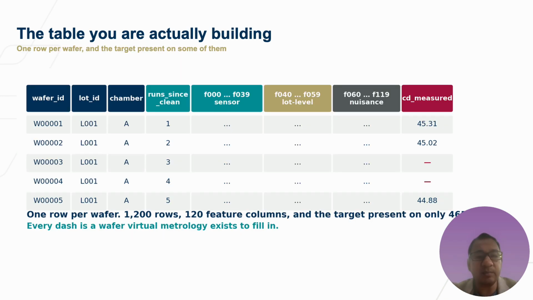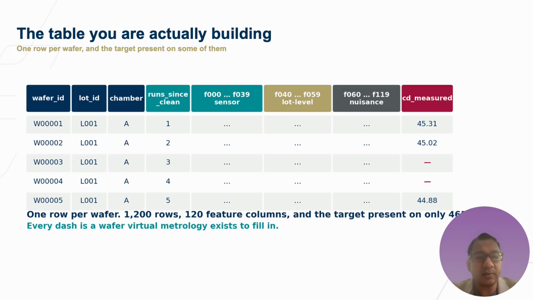I want it on a slide because people picture something more exotic. One row per wafer, 1200 rows from the dataset you will use for homework. The identifiers on the left, wafer, lot, chamber, those are for joining and splitting, never for modeling. I'll come back to that. Then chamber state, then the sensor block F0 through F39 in our dataset. Then a lot level block F40 through F59.